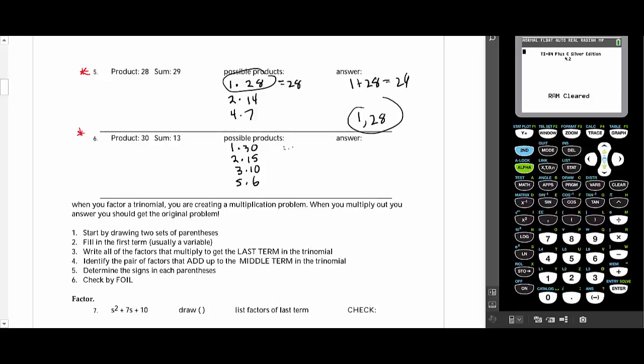See, what would happen on this one is if you had negative 2 times 15, well, that would add up to 13, but it would multiply to give negative 30, so that can't be the right one.